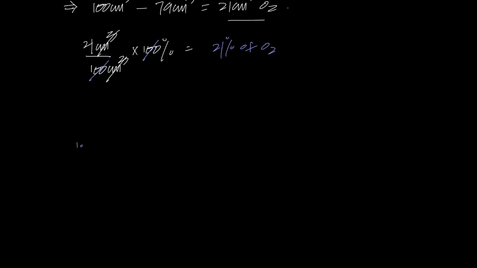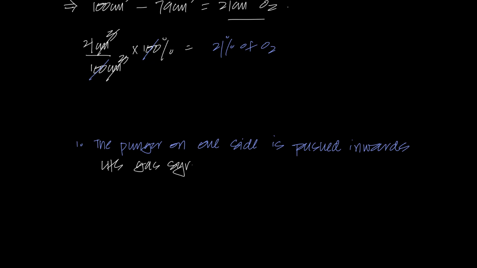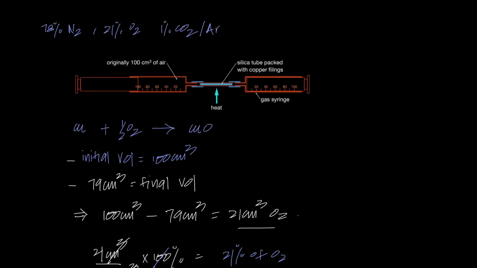So first of all, the plunger on one side is pushed inwards, right? To just measure the initial volume that I have, it's going to be pushed all the way inwards, and the left hand side gas syringe would give me a reading of, in this case, 100 cm³, just for simplicity's sake, right? Done.